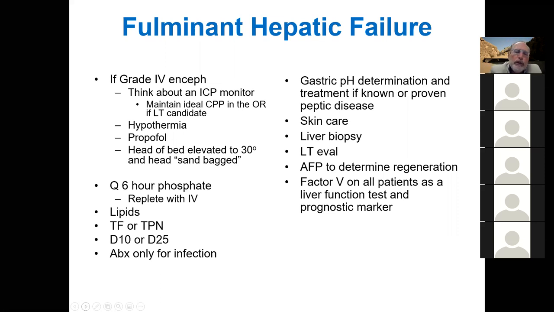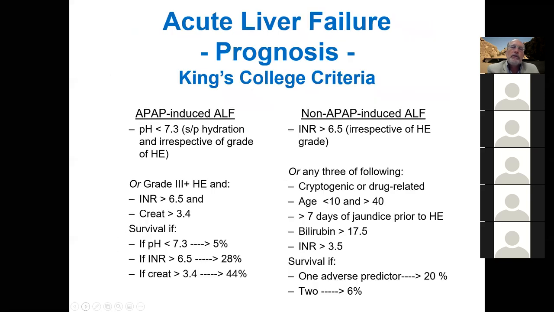Alpha-fetoprotein, very useful as a regeneration marker. High AFP means that liver is more likely going to recover. Factor 5 and factor 7 levels are liver function tests and very useful as a prognostic marker. King's criteria for acetaminophen on the left, non-acetaminophen on the right, taking these different factors in.